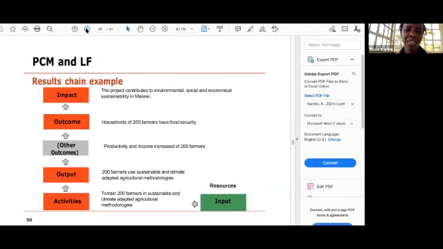Now, if we take the case of Malawi, the impact that the project may contribute to is environmental, because of course we are addressing climate change, social and economic sustainability in Malawi. The project will just contribute towards that. So we cannot really achieve the impact with our project of just 2 or 4 years, but we are aiming to contribute to that particular goal.